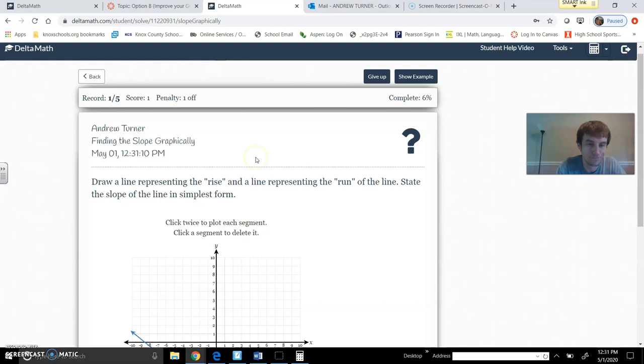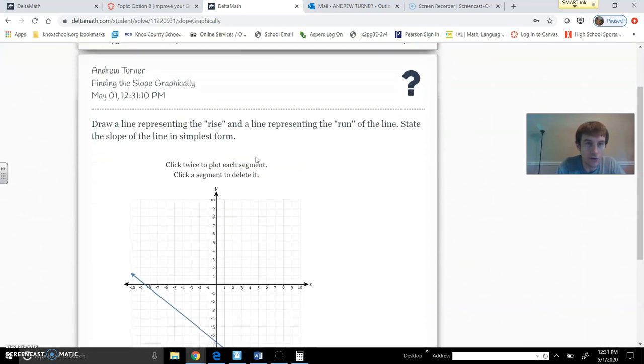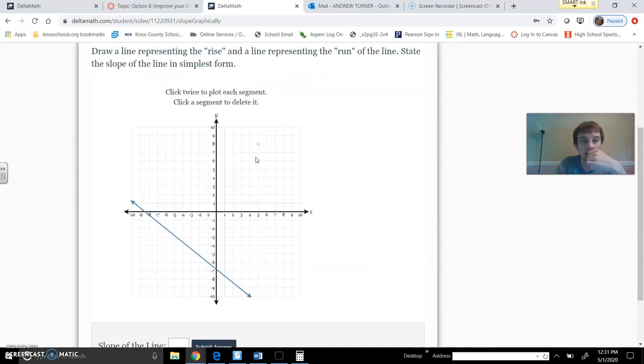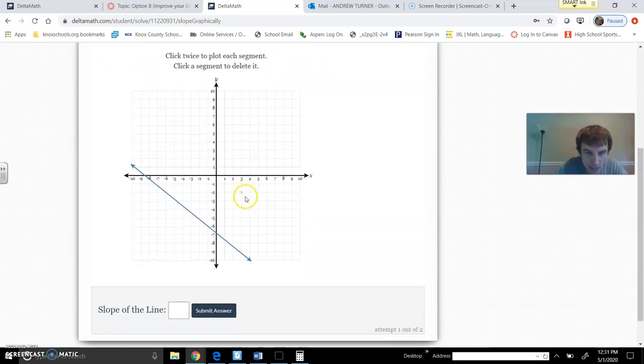Let's try another problem. So it says, again, draw a line representing the rise and a line representing the run and state the slope of the line in simplest form. So I do want to find, here's the y-intercept. That's a good point. And then finding the next good point, I may have to go back a little bit to determine, I think that's really the next good point. So I'm going to draw my horizontal line for my run. Here's my rise. And then I want to study this pattern.